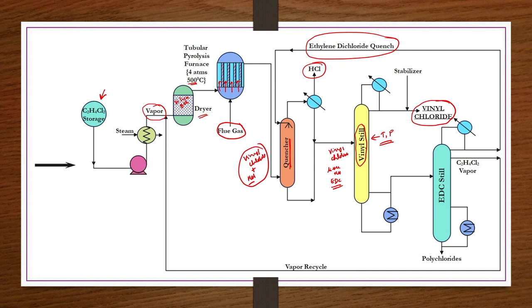Whereas the possible polychlorides and unreacted EDC are collected as bottom product, and then sent to the EDC still, where the EDC, that is ethylene dichloride, is collected as the top product, whereas the polychlorides and any heavy ends are collected as bottoms. The top product, ethylene dichloride, can be taken as ethylene dichloride quench and sent to the quencher, or otherwise it can be mixed with the reactant ethylene dichloride vapor, dried and sent back to the reactor as a vapor recycle. Either way, it can be utilized.